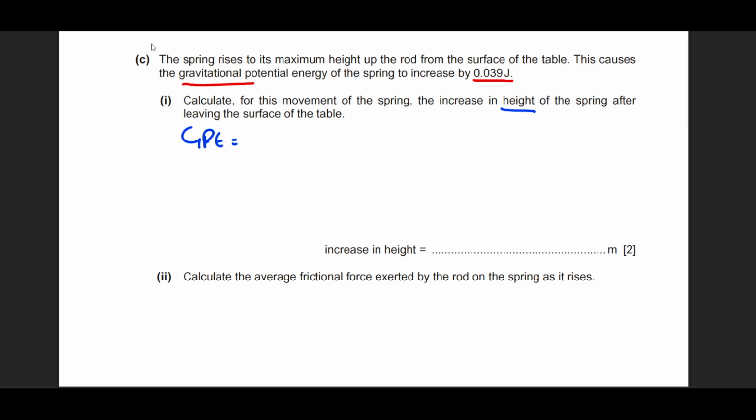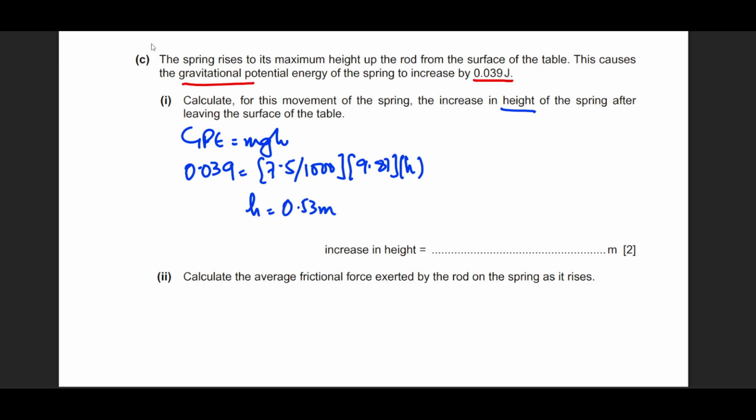So gravitational potential energy is equal to mgh, so this is going to be 0.039. Fairly simple, easy question. 7.5 divided by 1000 into value of g, 9.81, into h is what we want to find. H comes out as, when you calculate this, 0.53. So this is 0.53 meters.